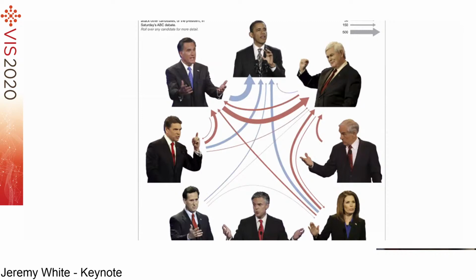Here's an example back from 2012. And I thought I'd show this one because these arrows represent attacks on other candidates, and the width of the arrows are the number of words used in those attacks. So here you have the GOP debate. They're attacking each other. They're attacking Obama. So these arrows here are used to show a form of connection, but obviously they're not a geographic flow.